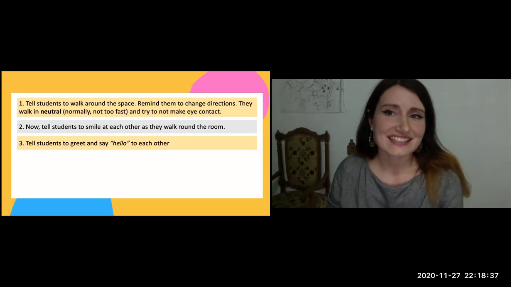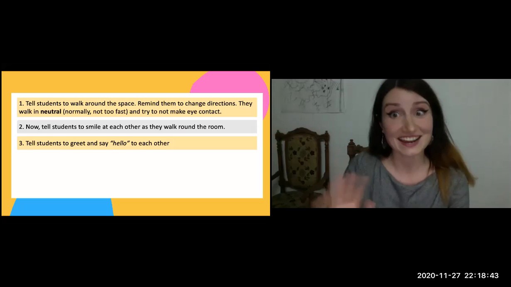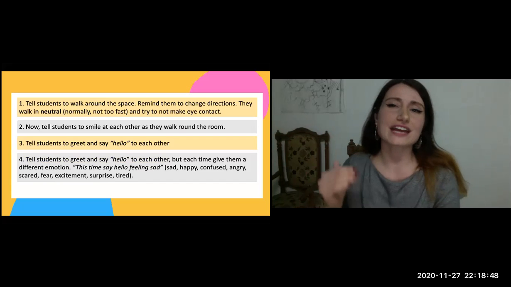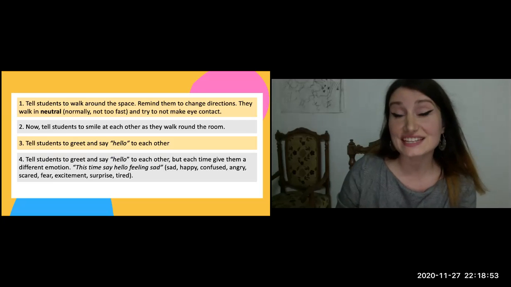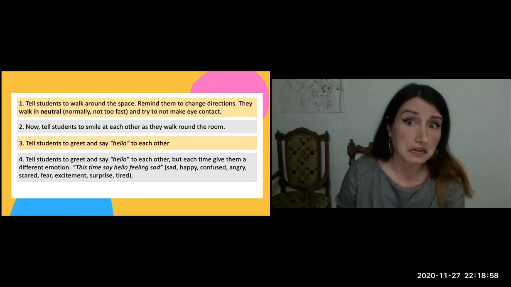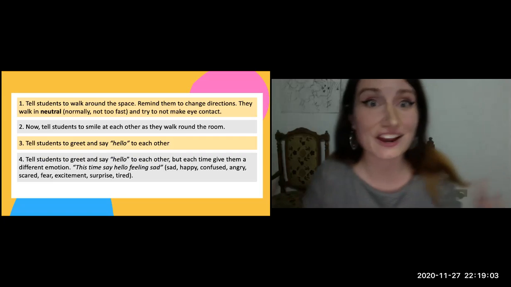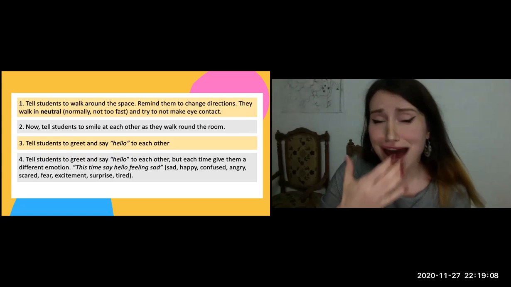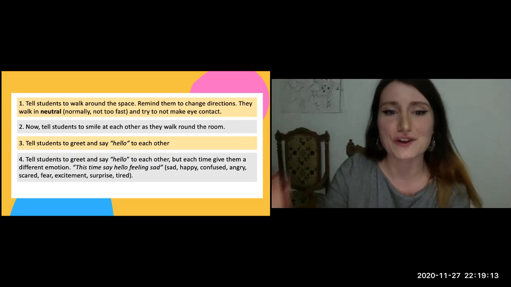And then I say, okay, now you're allowed to greet each other and say hello, hello, hello. And then I tell them to stop. And I say, okay, you're going to greet each other again and say hello, but this time you need to say hello feeling sad. So then they walk around going, hello, hello. And then you say, okay, you're going to walk around and you're going to be excited. So say hello, excited. Hello, hello. And they'd be like, I'm tired, hello, hello. So they practice that, they go around, they're expressing these emotions.